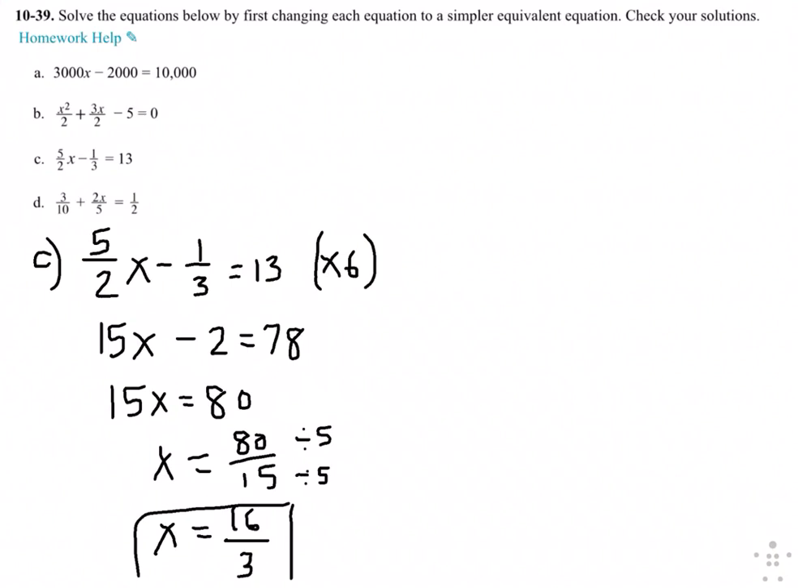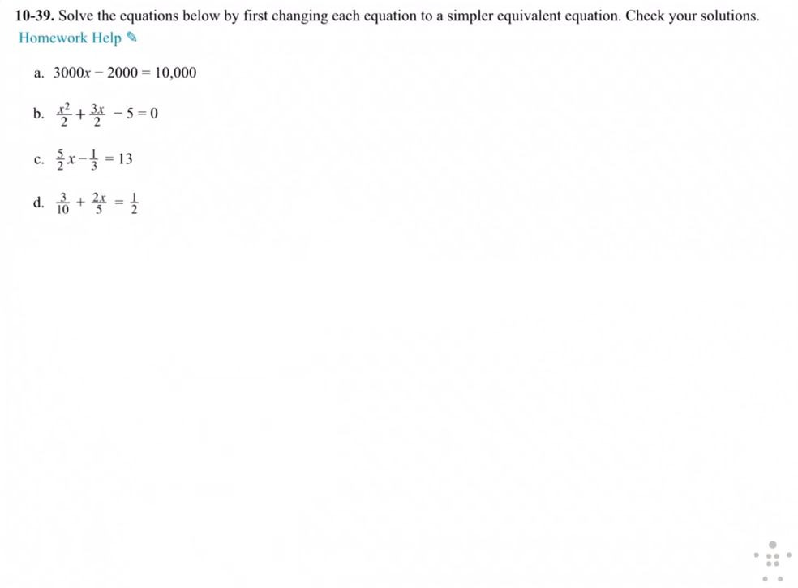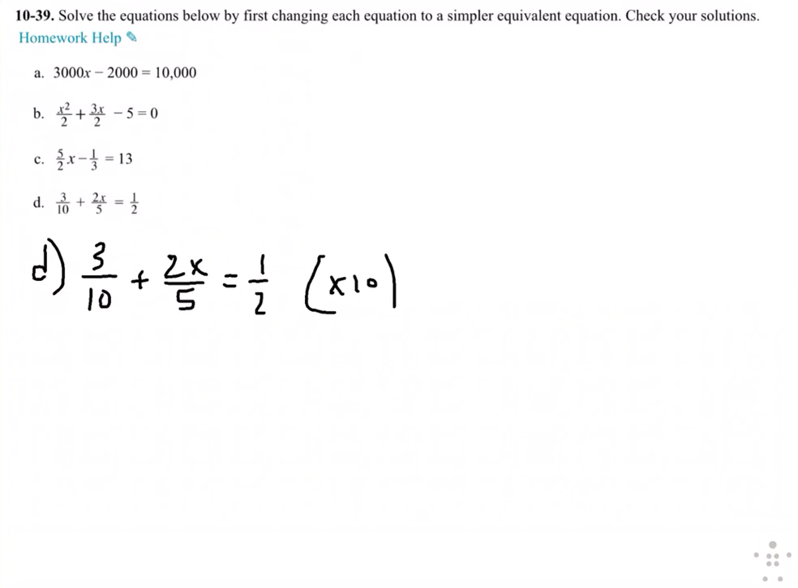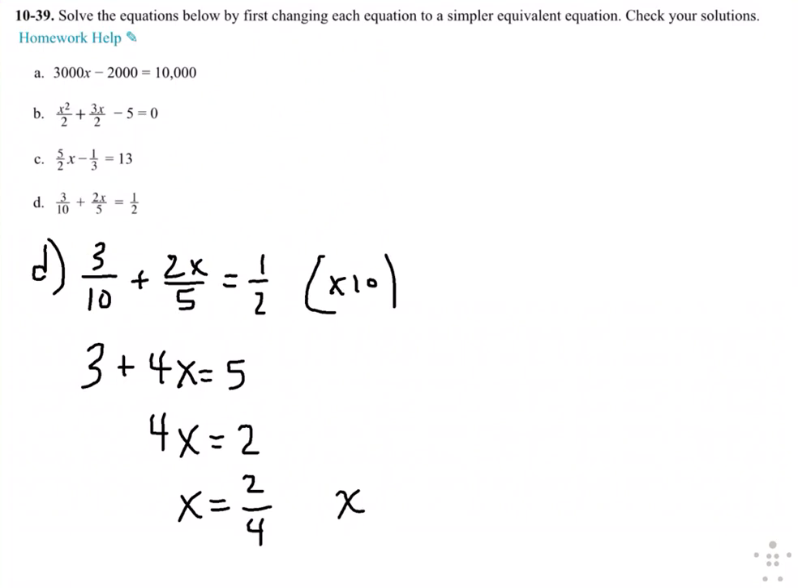And D, let's make some space. For D, we have 3/10 plus 2x over 5 equals 1/2. This one I'm going to multiply by the least common multiple. I'm going to multiply both sides by 10. So we get 3 plus 4x equals 5. So we subtract 3 from both sides, we get 4x equals 2, and divide both sides by 4, and we get x equals 2/4. So x equals 1/2 would be the solution.